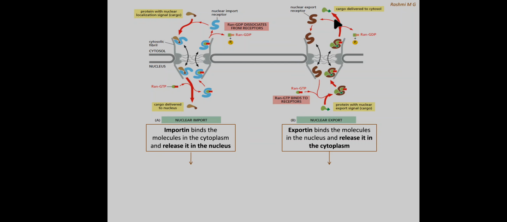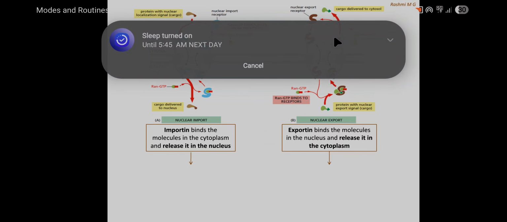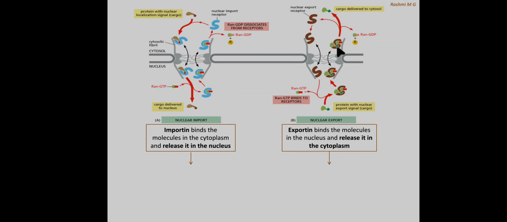Here, the RAN GTP binds to the receptor along with the protein with nuclear export signal and is transported across the nuclear pore complex, where the RAN GDP is released, the protein cargo is released, and the nuclear export receptor is freed. The nuclear export receptor gets back inside the nucleus to get another protein so that it can be transported outside to the cytosol. This is the nuclear export, nuclear import.